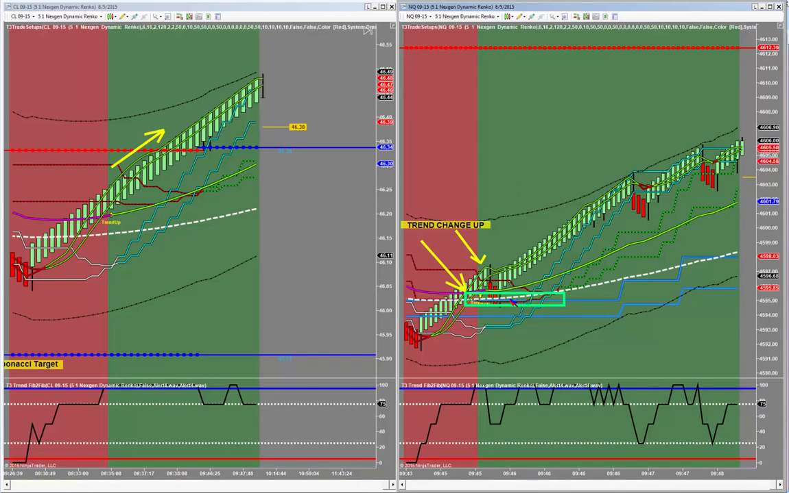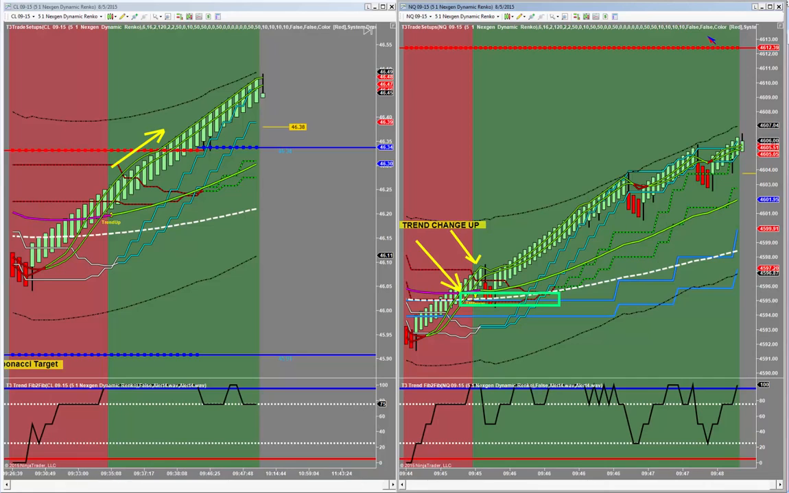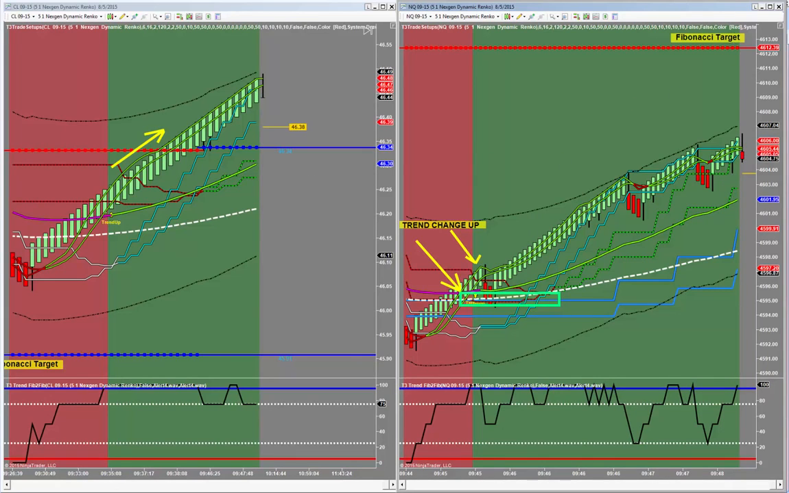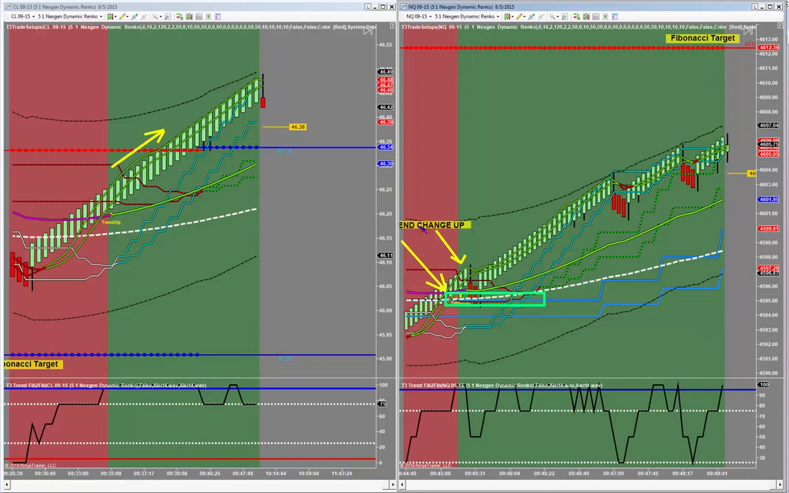Now, where are we going? We had a trend change up. Our Fibonacci target area is where? 4612. All right, now we do have some non-manufacturing PMI news out at 10 o'clock. So we'll see if they can finish a run up to the Fibonacci target.